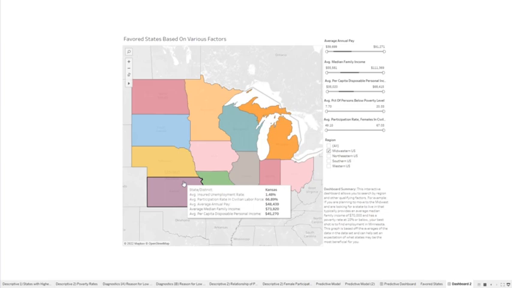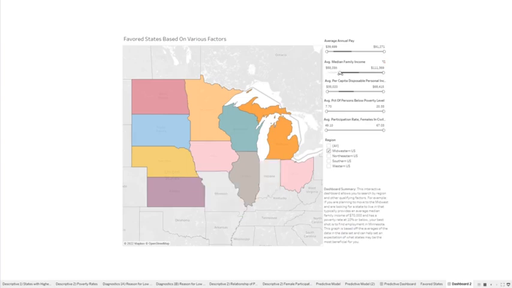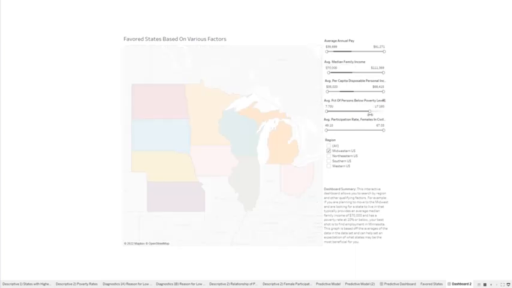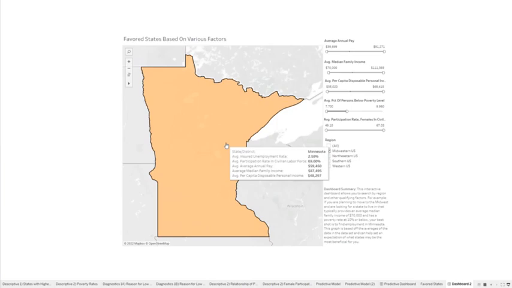So let's say an individual is concerned about the average median family income. Let's say that they have a family and they want to make sure that the median income in the state is around $70,000. You can actually select here and put that number in exactly. Next, let's say this person is very concerned about poverty levels. So if they were to adjust this to 10% poverty, or 10% of persons below poverty level, this narrows us down to the state of Minnesota.